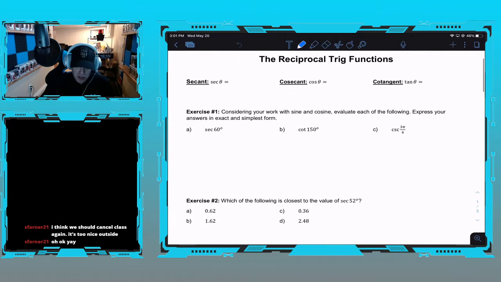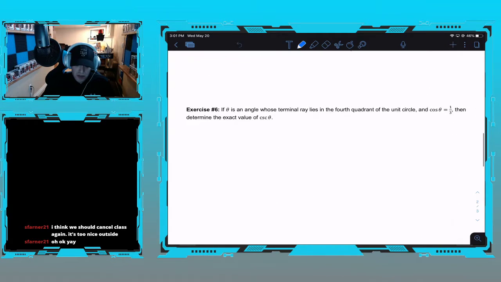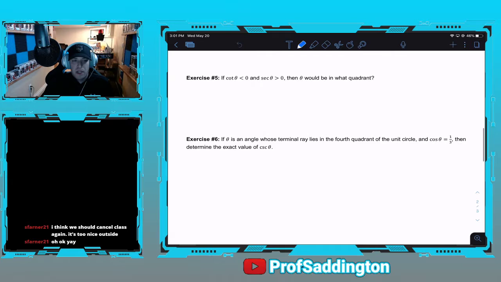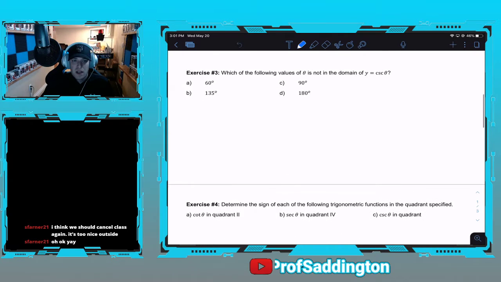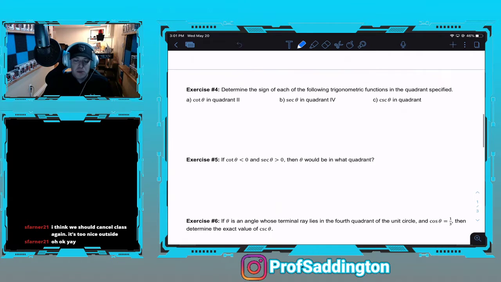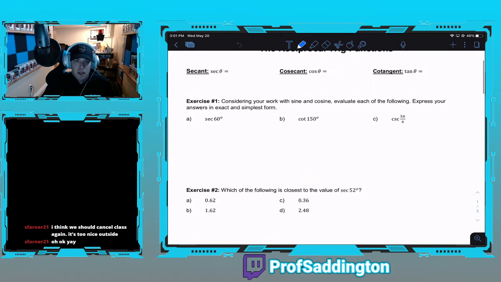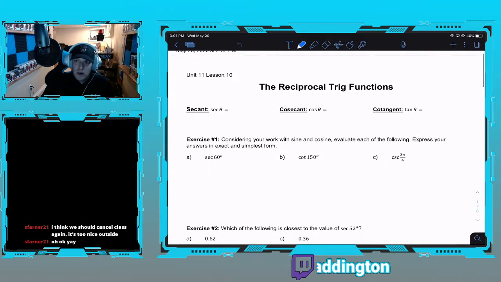So we're just going to do the top part, those two exercises. Exercises 3, 4, 5, and 6 will all be tomorrow because two of those four questions we'll be able to pretty much do in seconds after you learn what the new trig functions are. So I think we're going to be okay overall.